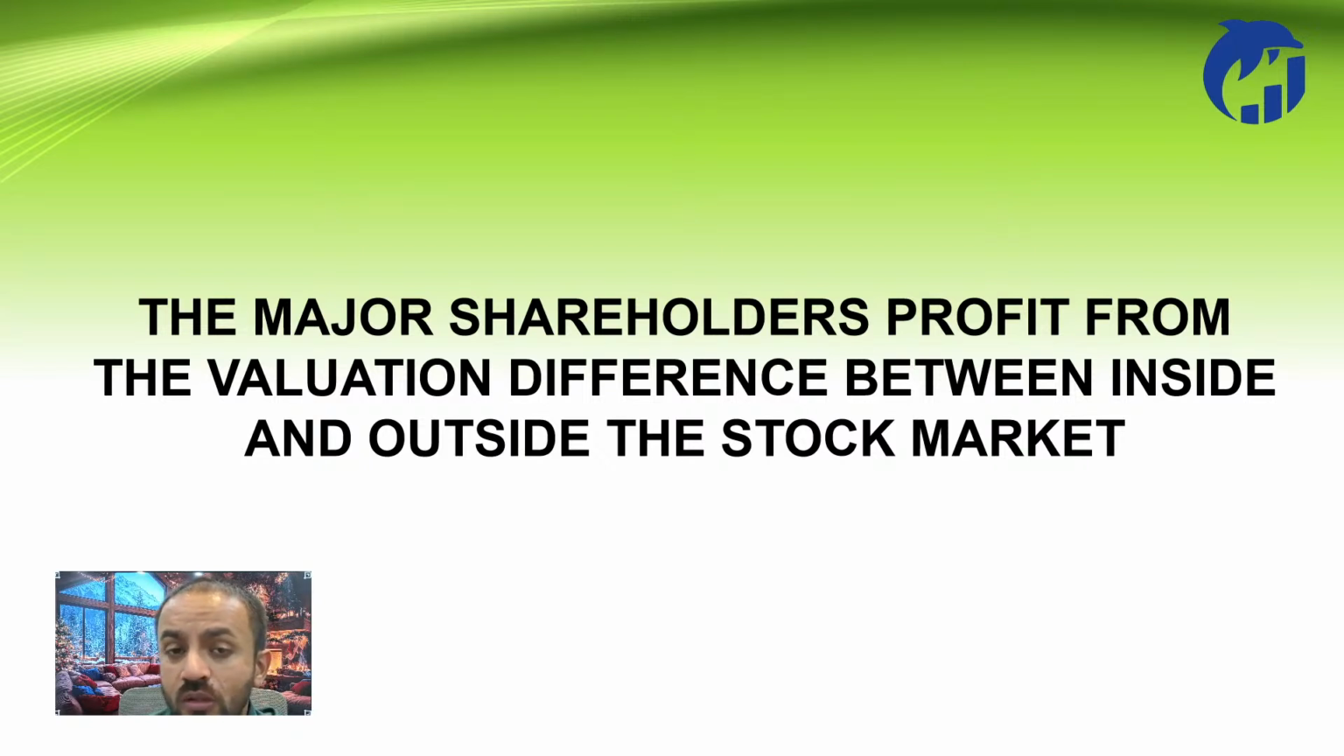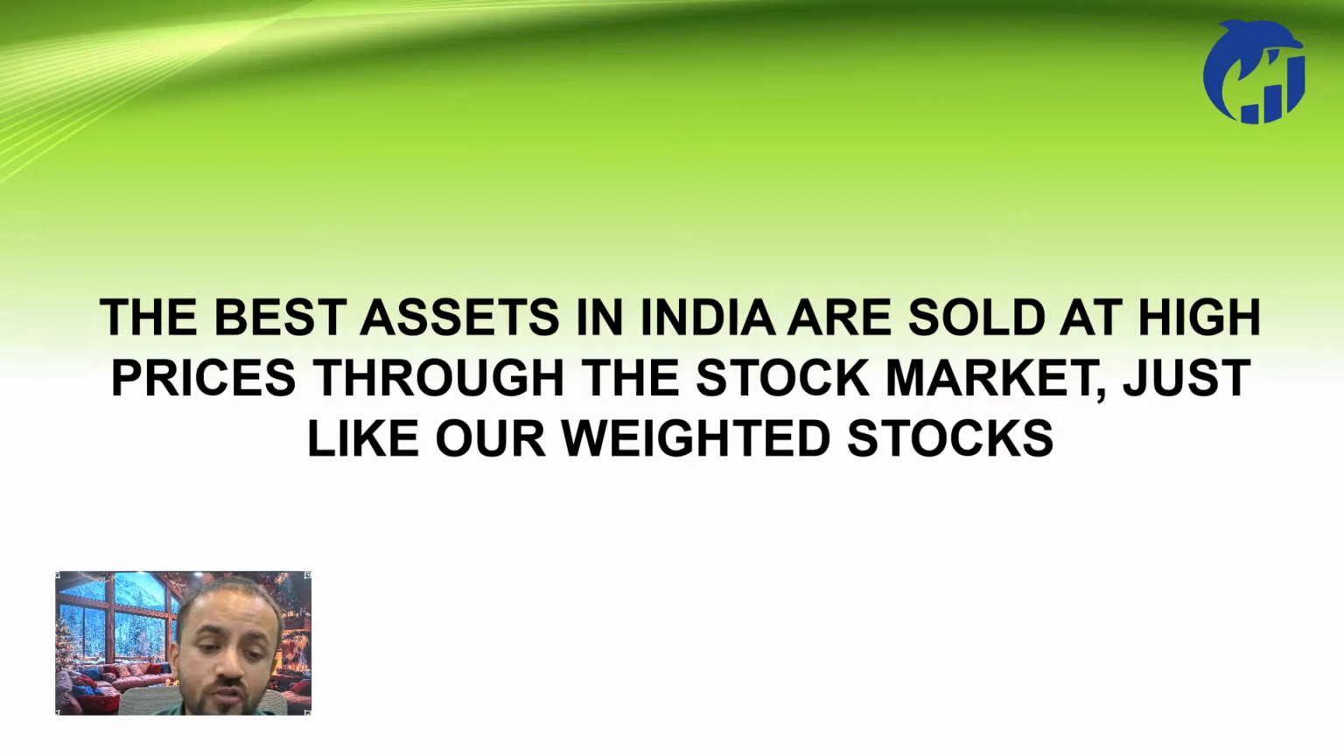The major shareholders profit from valuation differences from inside and outside the stock market. When it comes from outside the stock market, their growth or income is stagnant, not that big. But because of the fluctuations in the stock market, that is where they make the most money, based on compounded growth. You have to understand the best assets in India are sold at high prices through the stock market, just like our weighted stocks. How many people are understanding this particular point? Let me know in the comment section below.